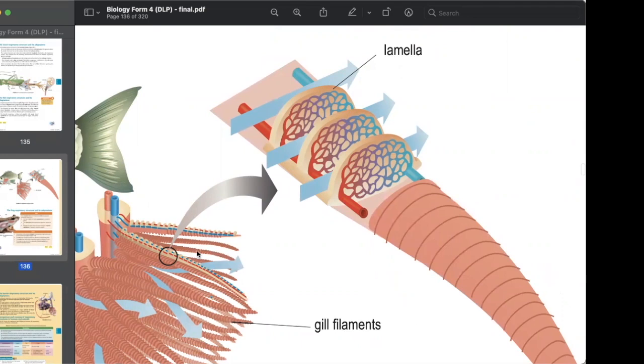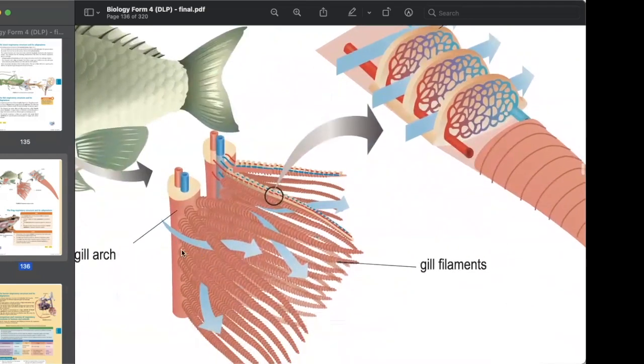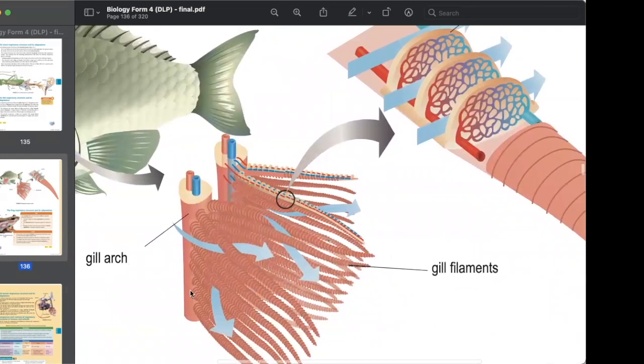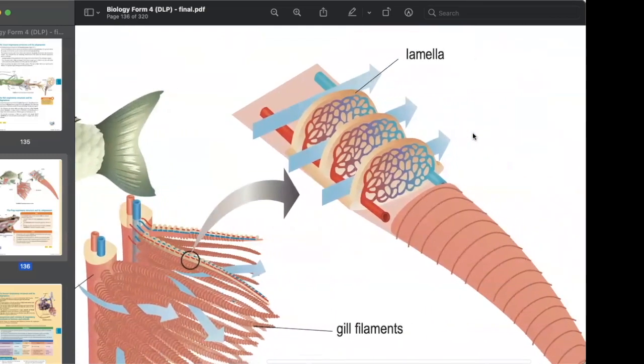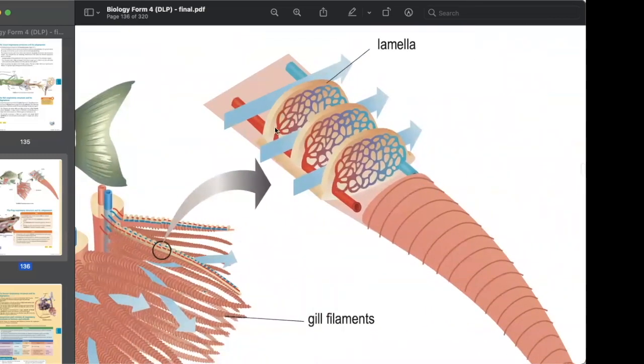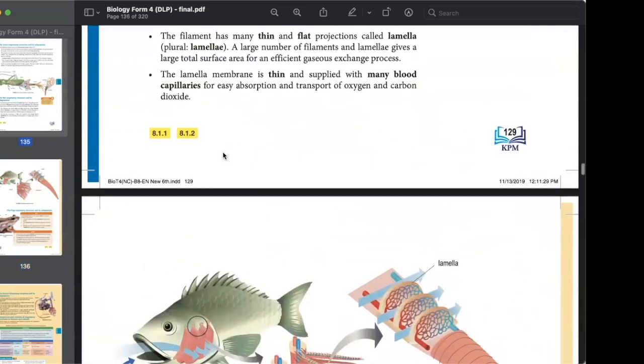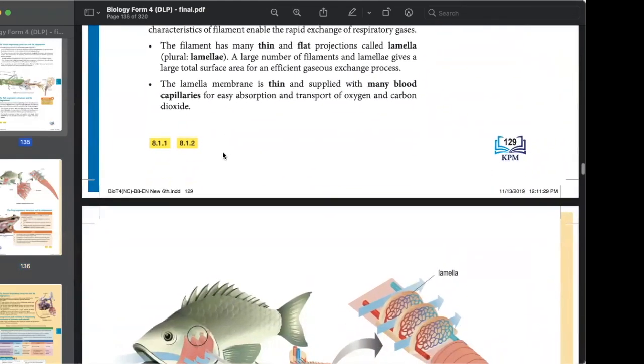It's called lamella. And then bear in mind there is also gill arch. Gill arch ni they contain blood vessel. Yang warna merah ni indicate blood vessel that carries oxygenated blood. Yang warna biru ni carry deoxygenated blood. Boleh faham? So inside lamella there are so many blood capillaries. Why? To allow gases exchange. So let's study a little bit. Tengok kat sini ni filament.